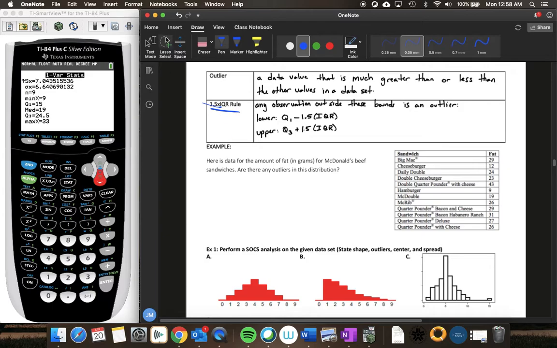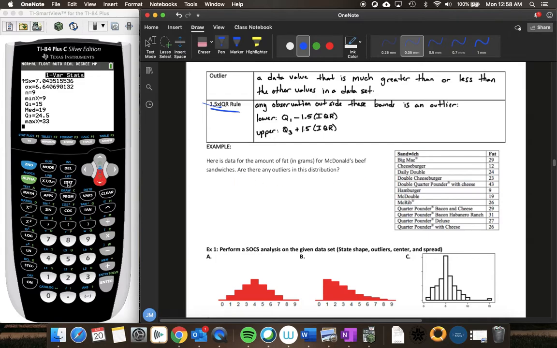So I've switched it up a little bit. I've got the data for the amount of fat in grams for McDonald's beef sandwiches this time. Let's figure out if there are any outliers in our distribution. We've got everything from the lowest, the hamburger, so not surprisingly, the most simple is the lowest in fat, all the way up to the fattiest one, which is the Double Quarter Pounder with Cheese, which again, I can't say I'm all that surprised by that.